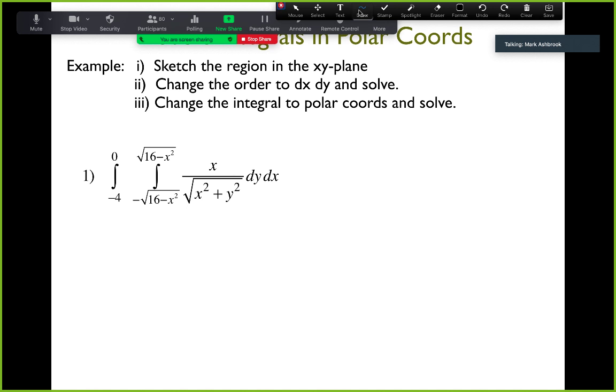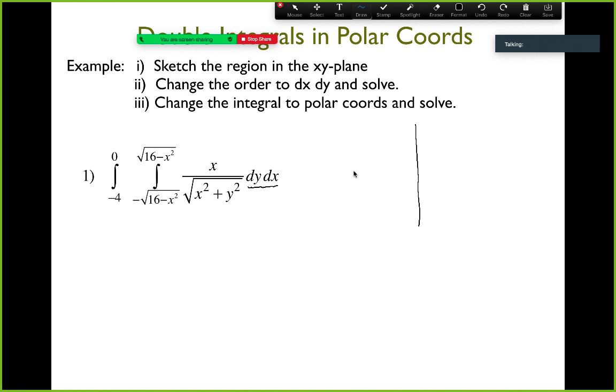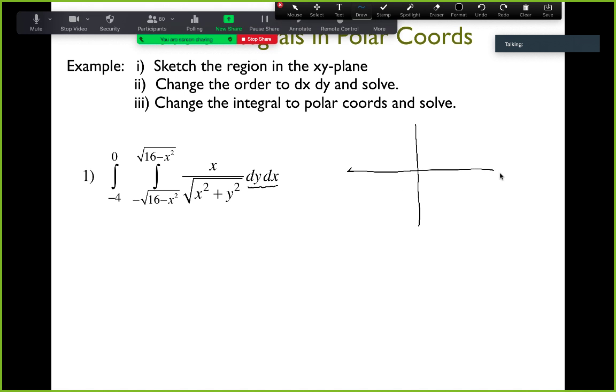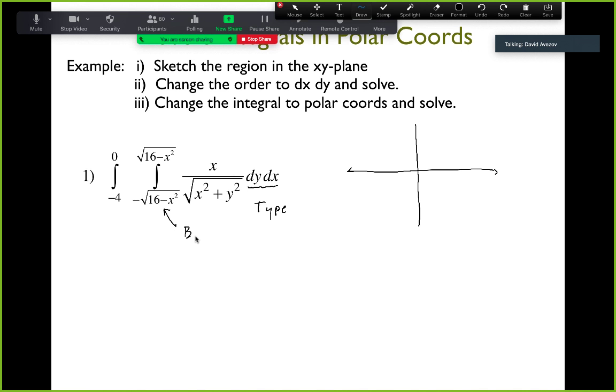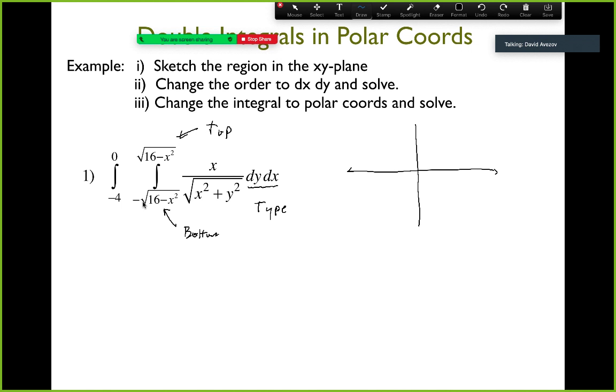So what order is this? What type? Type 1, which means, what's our mantra? First we go bottom to top, and then left to right.